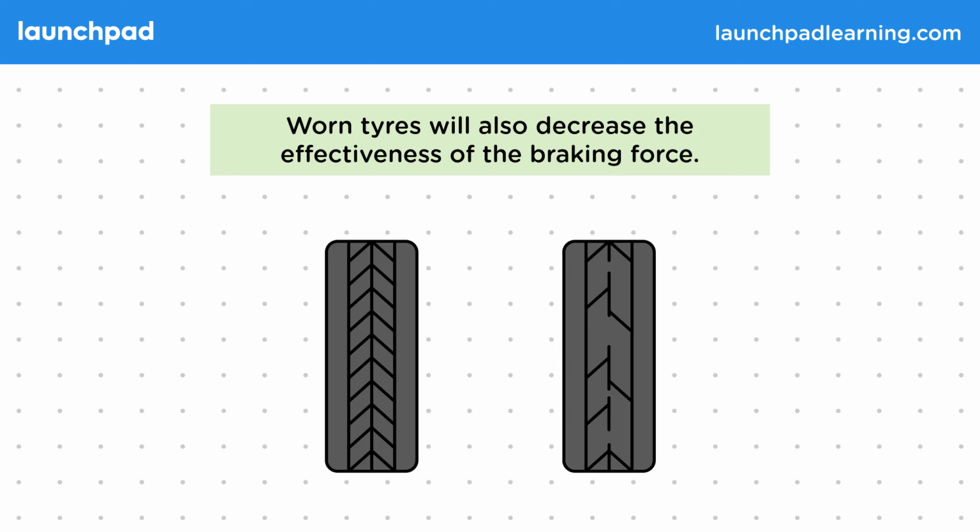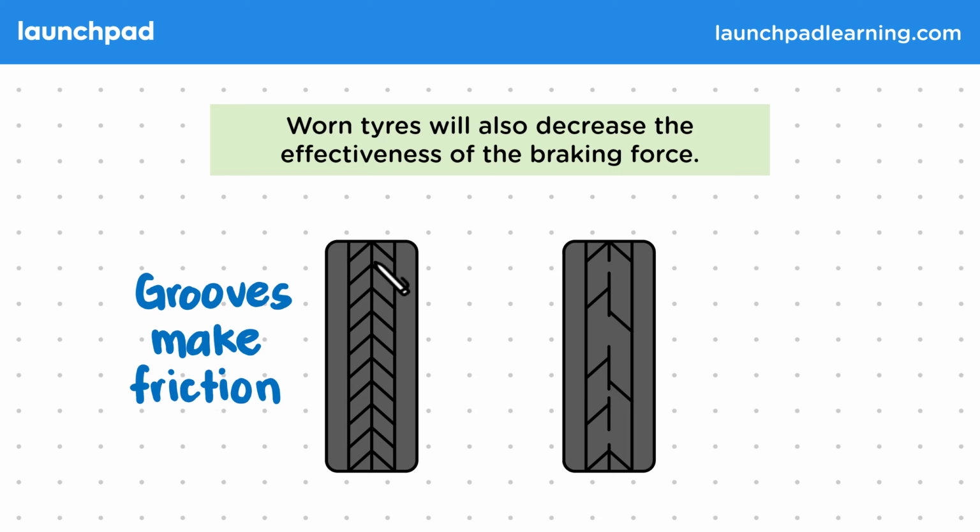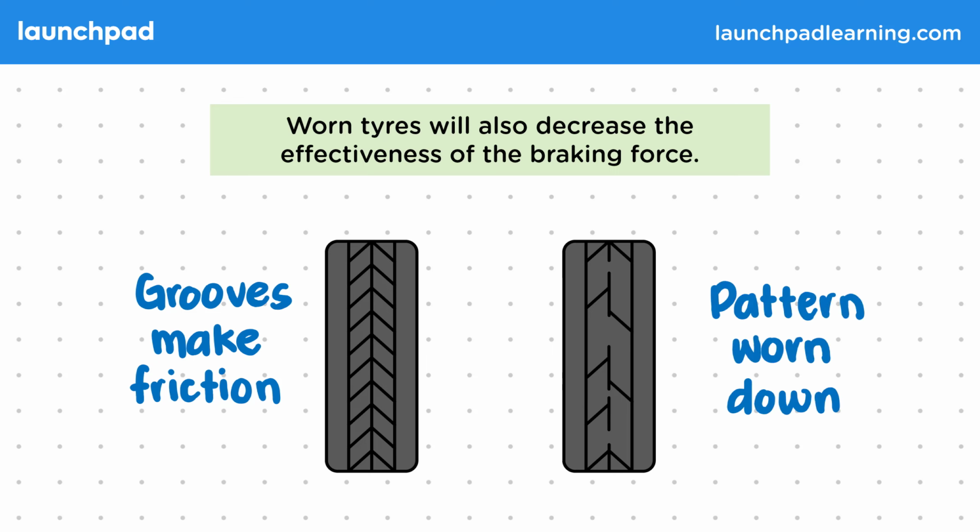Here we have the front view of a new tyre on the left, and then one that's seen a lot of use on the right. Notice on the left we have this groove pattern, which helps to create more friction with the road when the tyre stops spinning. However, on the right, this pattern has been worn down. So when the tyre stops spinning, there will be less friction with the road, meaning we have a weaker braking force.